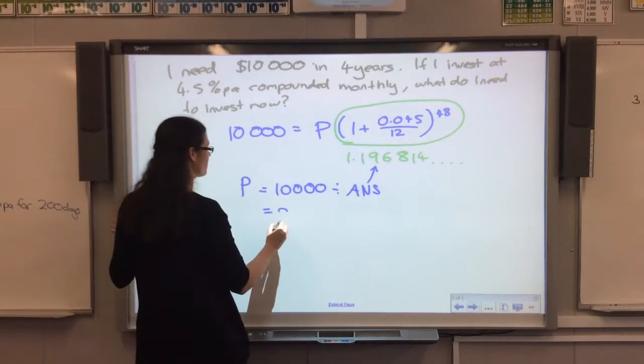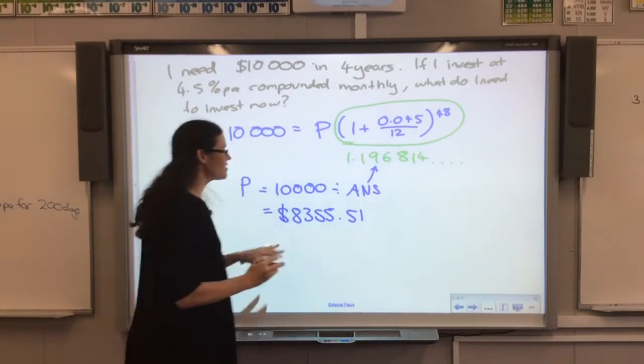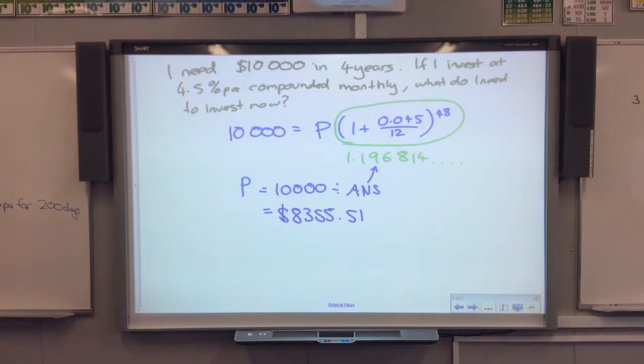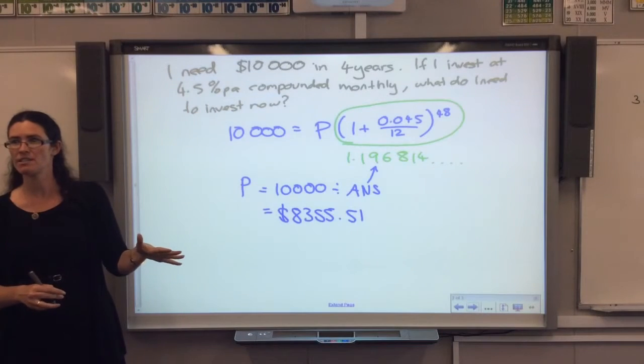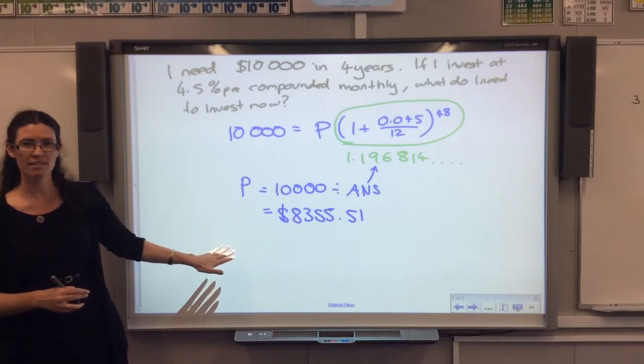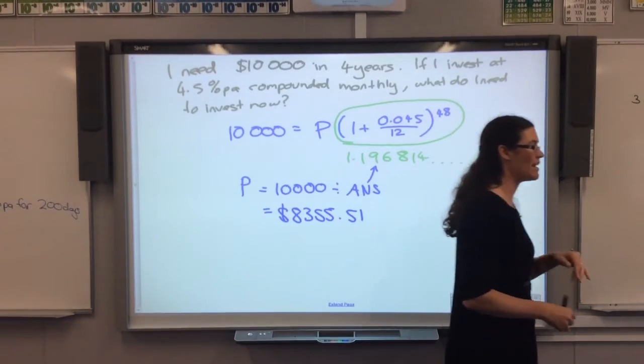Okay? So this tells me that I would need to invest $8,355.51 right now, so that in 4 years' time, I will have exactly $10,000 ready to go for whatever I plan to spend. Does that make sense? Okay, so this is what my present value is. This is the money I require now.